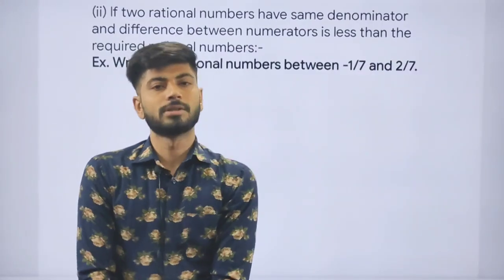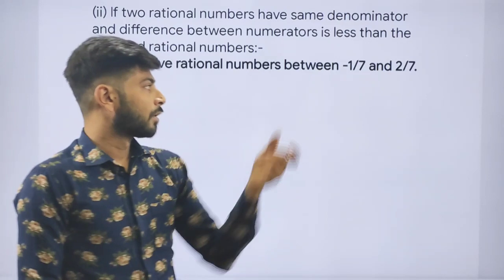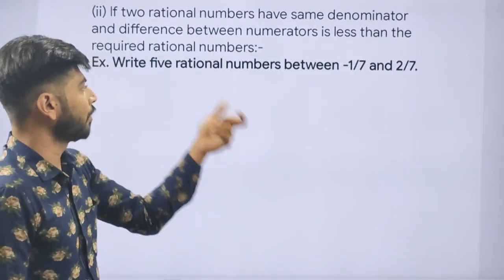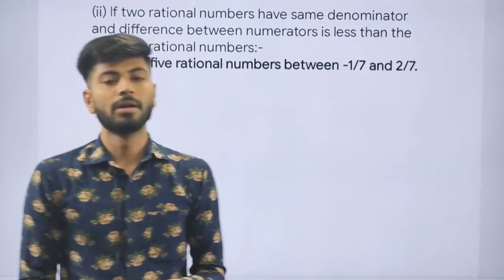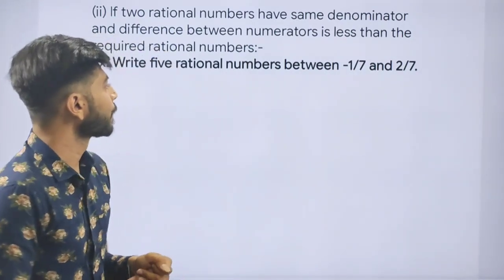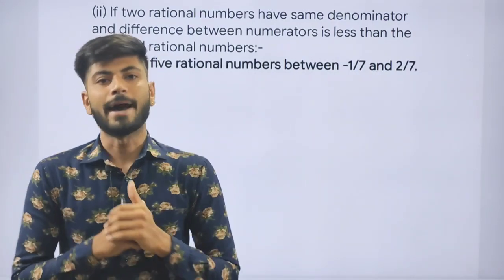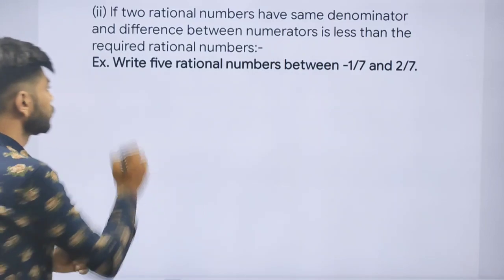Here the denominators are same, but the difference between numerators is less than the required rational numbers. We need 5 rational numbers, but if we find the difference between 2 and minus 1, we will get 3. So what will we do in this case? We cannot give the answer directly as given before.